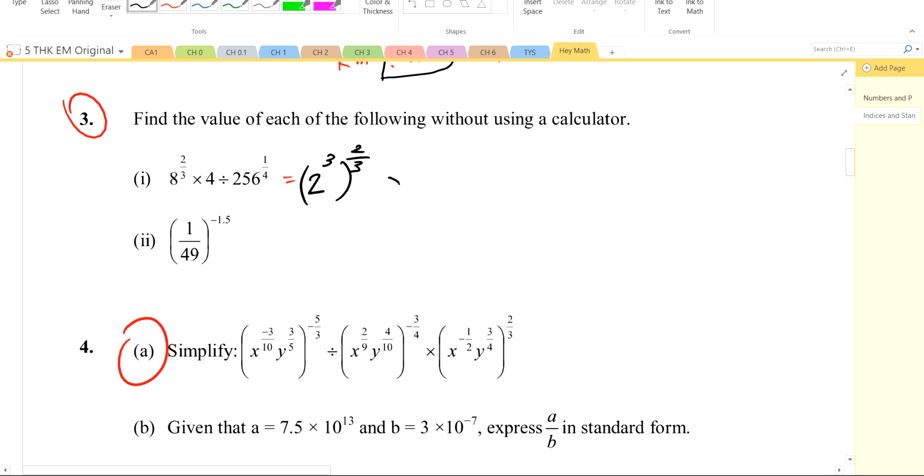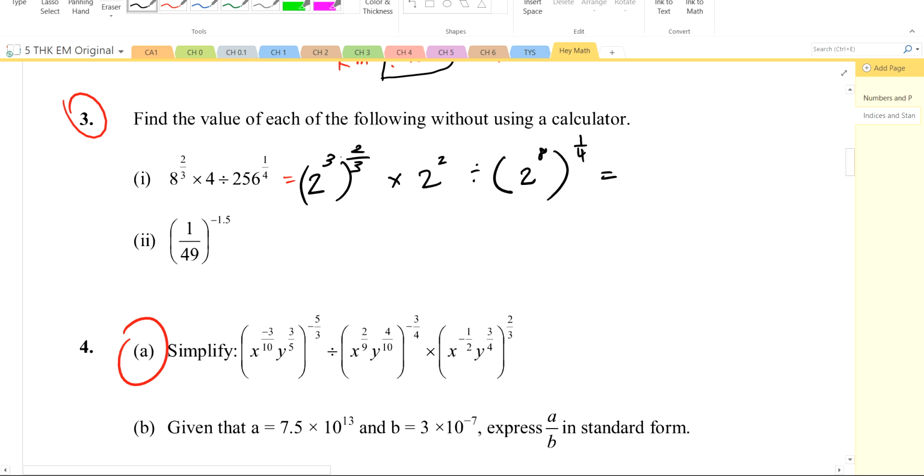Okay, next. 4 is actually 2 to the power of 2. Then we divide by 256. 256 is 2 to the power of 8. Then to the power of 1 over 4. And let's continue to simplify. 2 to the power of 3 to the power of 2 thirds.